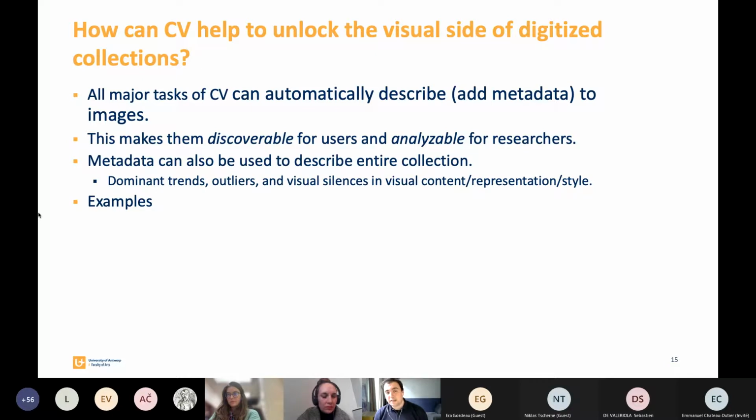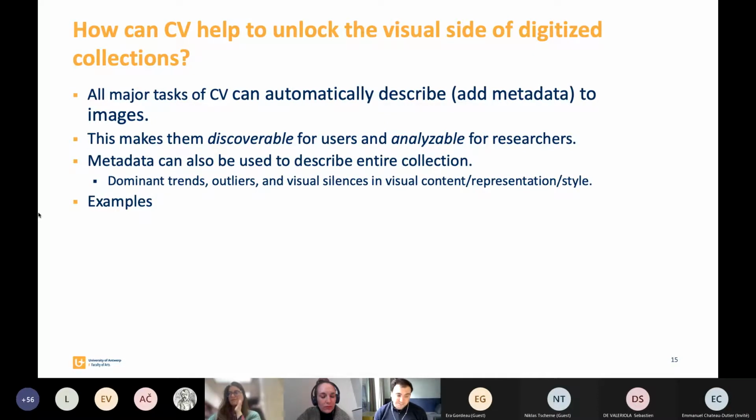And I think next to this low-level stuff, this new metadata can also be used to describe entire collections, right? So we can use these new computer vision algorithms to identify dominant trends in a visual collection, but also important outliers, right? So images or groups of images that don't conform to the general norm or general trend. And finally, and I think this is also very important as a historian, visual silences, as is often called in the archive, right?